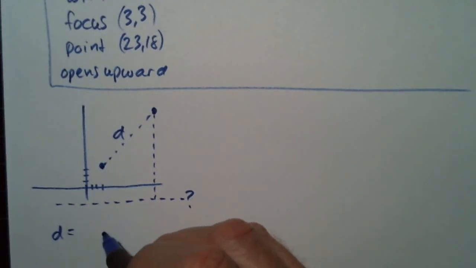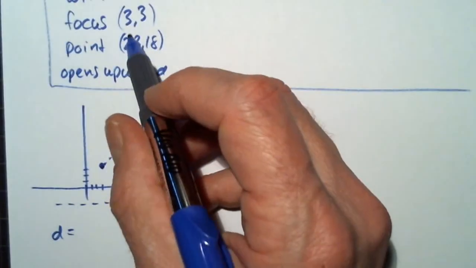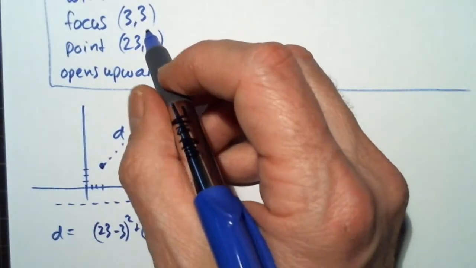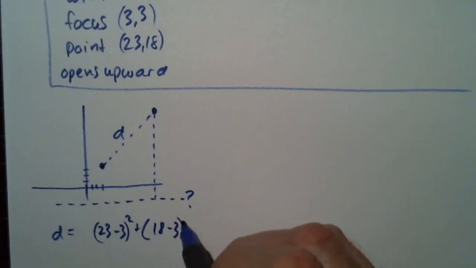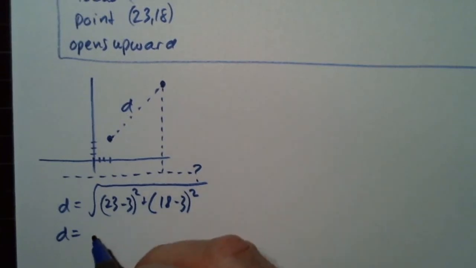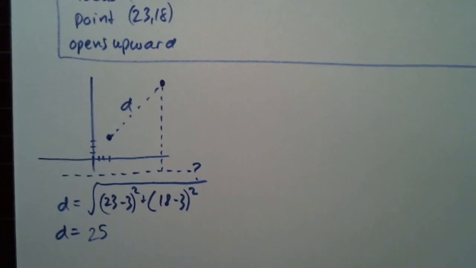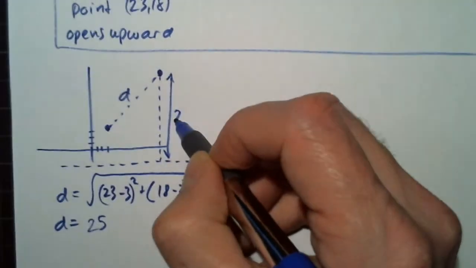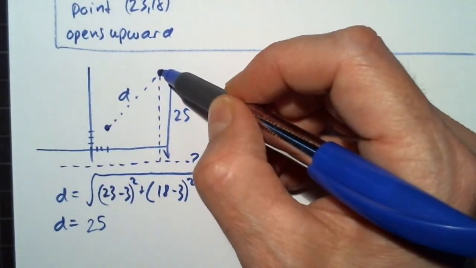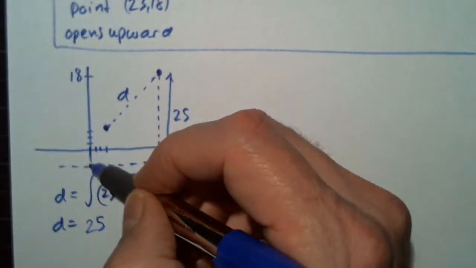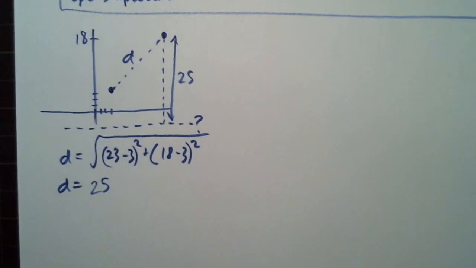The distance is the square root of x minus x squared plus y minus y squared, and we get 25. So that means if this is 25, then this is 25. We have this y value of 18. So if I just go from 18 down 25, then that will be the directrix.